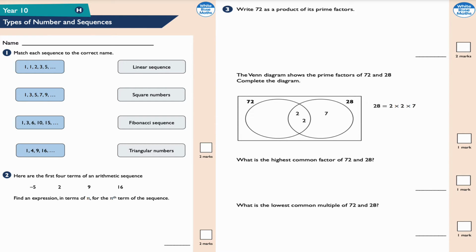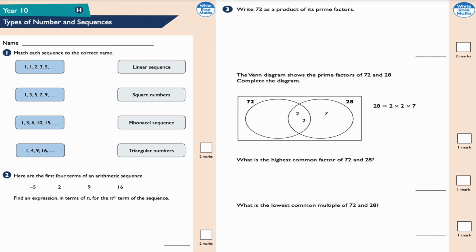Hi, in today's video we'll be taking a look at Year 10 higher tier types of number and sequences. This is from the White Rose Maths website and it's a fantastic resource for Key Stage 1, Key Stage 2, Key Stage 3 and even Key Stage 4 maths as well. It's even got revision stuff for Year 11, in particular this year as part of the summer. So it's got the Edexcel prediction papers for 2022, so feel free to check that out on their website.